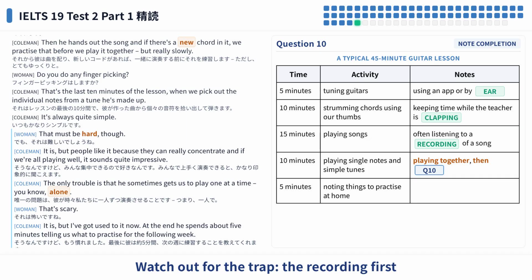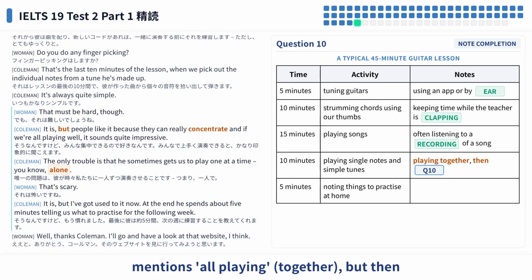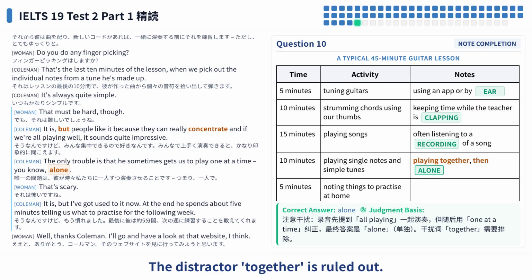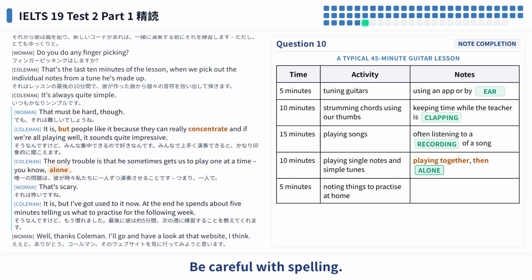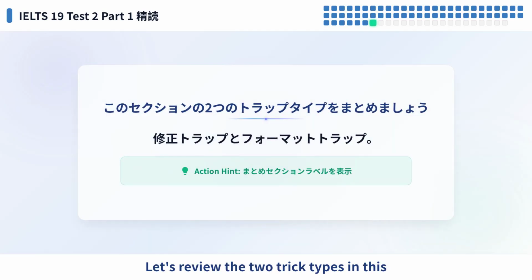Watch out for the trap. The recording first mentions all playing together, but then corrects with one at a time. The correct answer is alone. The distractor together is ruled out. So the final answer is alone. Be careful with spelling. Let's review the 2 trick types in this section: correction traps and format traps.